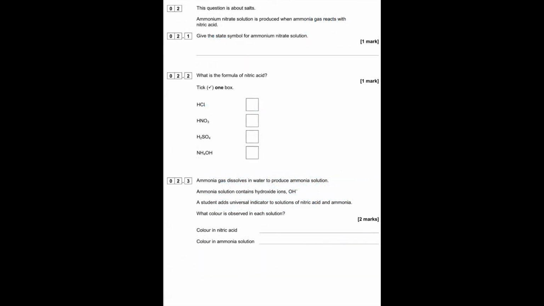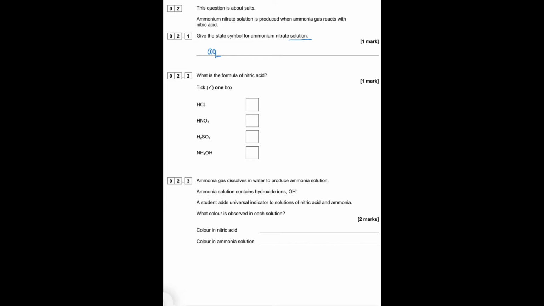This question is about salts. Ammonium nitrate solution is produced when ammonia gas reacts with nitric acid. Give the state symbol for ammonium nitrate solution. So the hint is there, solution, which means it's dissolved in water. Therefore, the state symbol should be aq for aqueous.